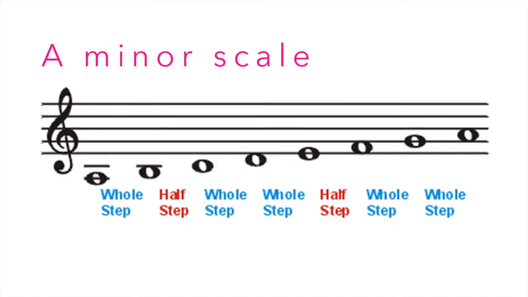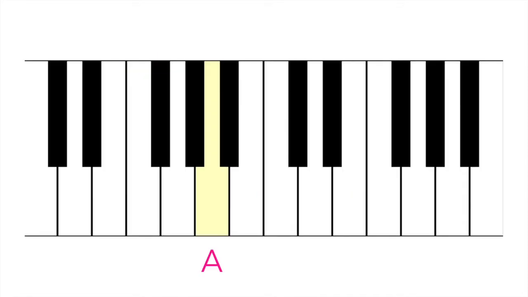The perfect example of using this method would be through A minor. A minor would start with A, whole step to B, half step to C, whole step to D, whole step to E, half step to F, whole step to G, and whole step to A.